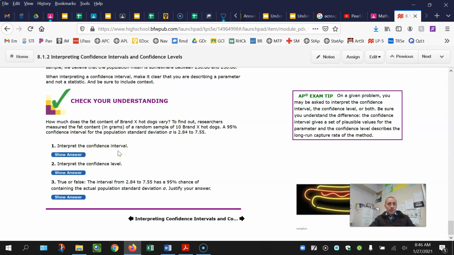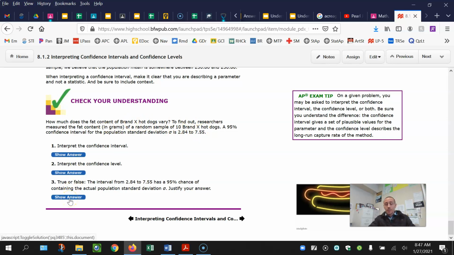All right, interpreting the confidence interval. This is talking about the population standard deviation. So we're 95% confident that the interval from 2.84 to 7.55 grams captures the true population standard deviation of fat in brand X hot dogs. Interpreting the confidence level, if we take many, many random samples of size 10, about 95% of the created confidence intervals will capture the true population standard deviation of fat content in brand X hot dogs.